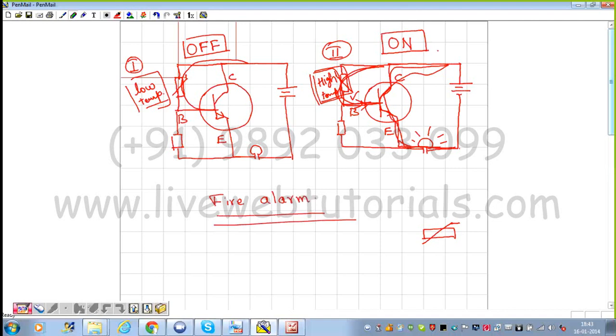If you interchange the position of this resistor and the thermistor, then this device can be used as an antifreeze alarm. It will be the other way around. When the temperature decreases, at that time the buzzer will ring. So this is the basic circuit of the fire alarm.